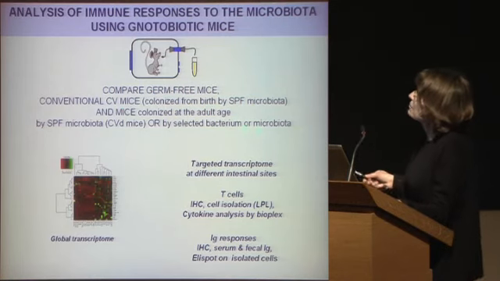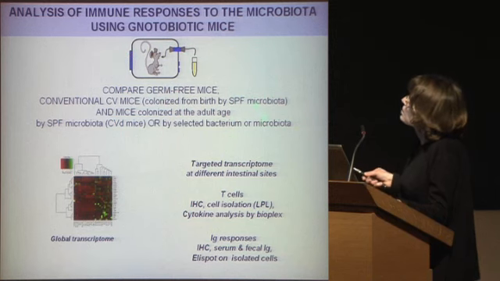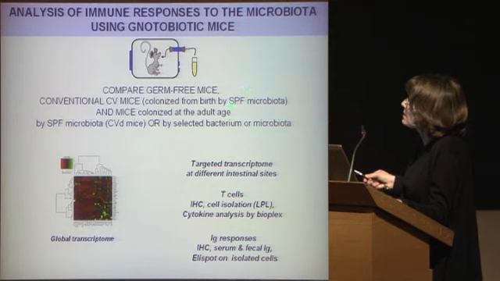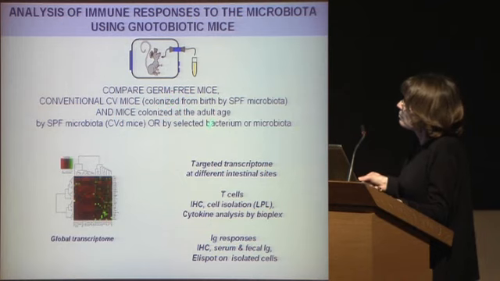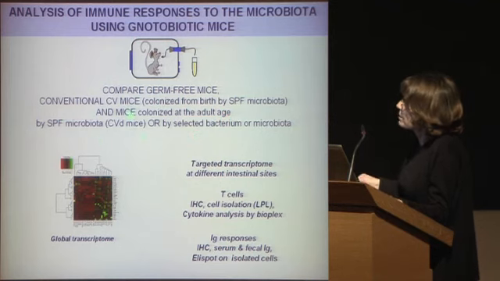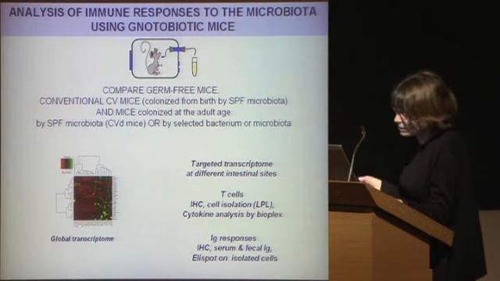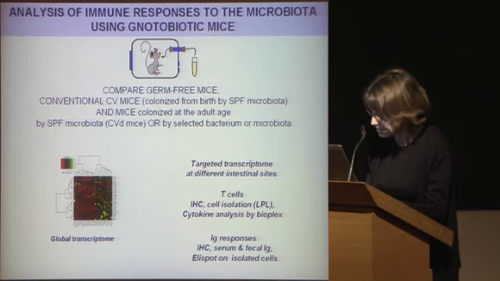As already alluded to in the previous talk, a very useful tool to address the interactions between the microbiota and the host immune system is to use gnotobiotic mice. That's what we have done. We have compared germ-free mice, conventional mice colonized from birth by an SPF microbiota, as well as mice colonized at the adult age, either with SPF microbiota, which we call conventional mice, or with a selected bacterium or microbiota. We have looked at the humoral and T-cell response by combining different classical techniques.